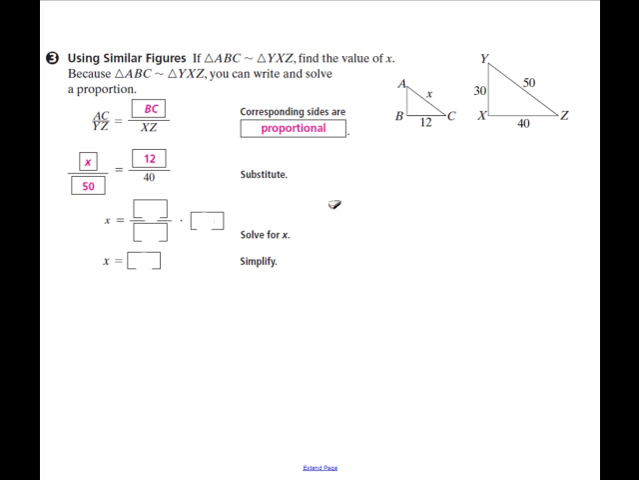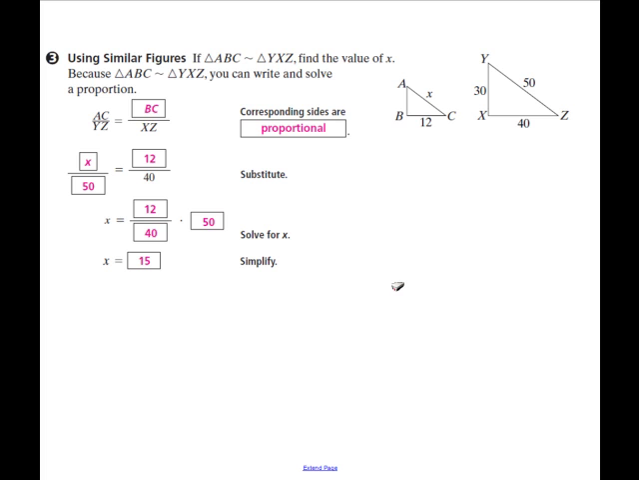From here, you could cross multiply and then divide by 40 to get your answer, but really the quicker way would be just to multiply both sides by 50. So you're going to multiply both sides by 50, it cancels on the left, and you just get 12 over 40 times 50, which is 15.